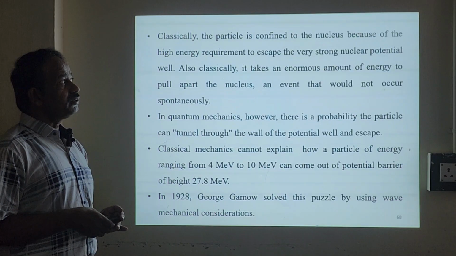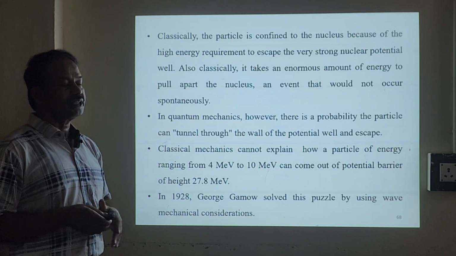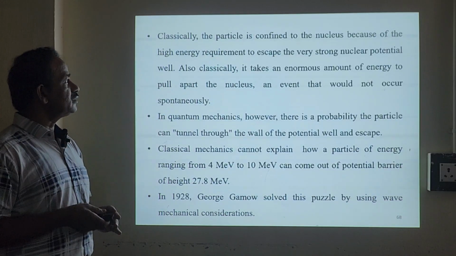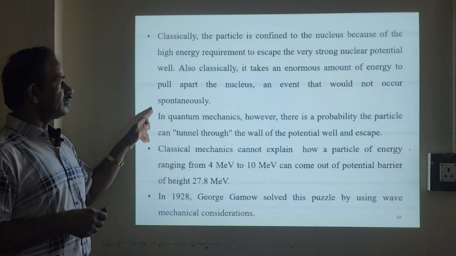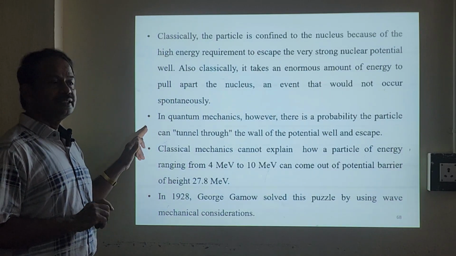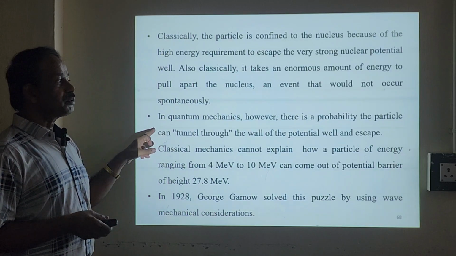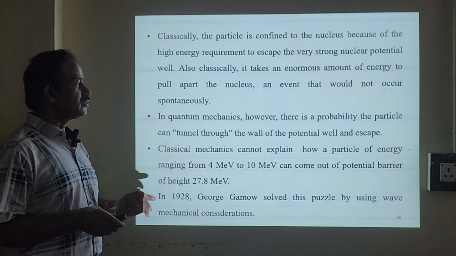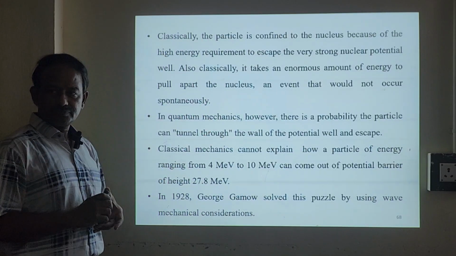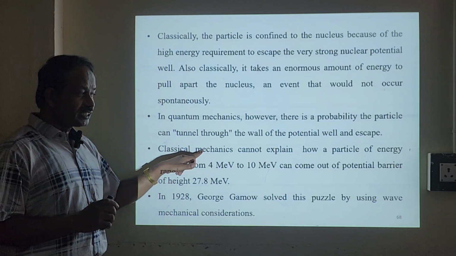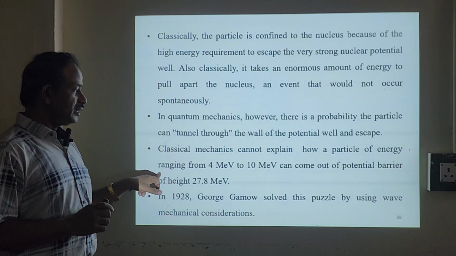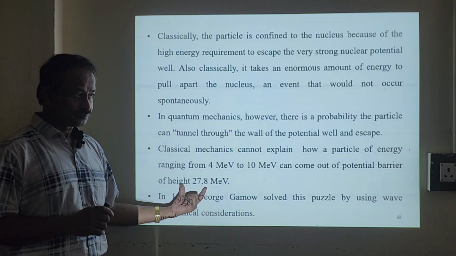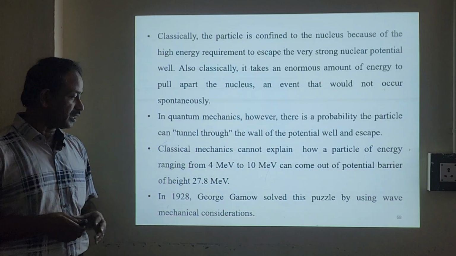Classically, the particle is confined to the nucleus because of the high energy required to escape, a very strong nuclear potential well. Also, classically, it takes an enormous amount of energy to pull apart the nucleus, and even that would not occur spontaneously. Whereas in quantum mechanics, it is just the opposite. There is a probability that a particle can tunnel through, the tunneling effect, which we covered in the previous lecture. It can tunnel through the wall of the potential well and escape through the barrier. Classical mechanics cannot explain how a particle of energy ranging from 4 mega electron volt to 10 mega electron volt can come out of a potential barrier height of 27.8 mega electron volt.